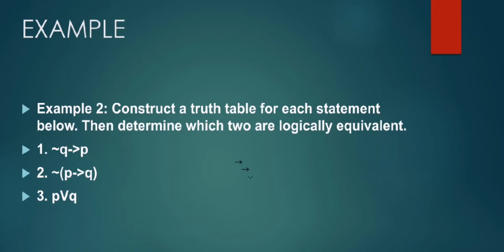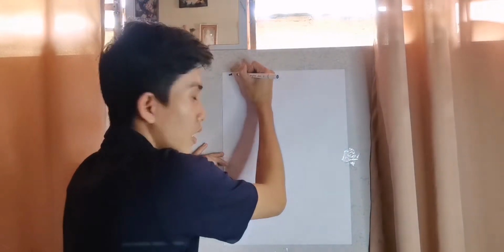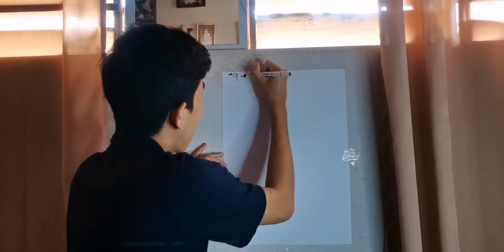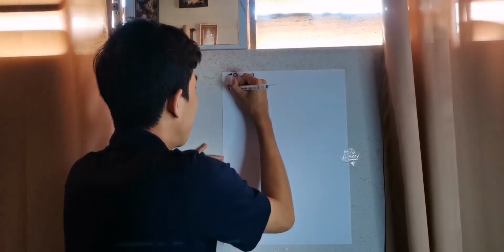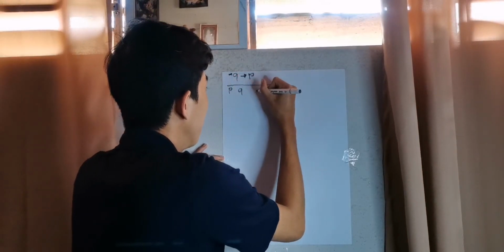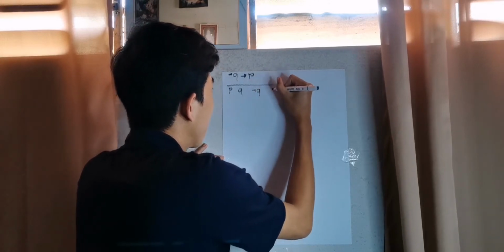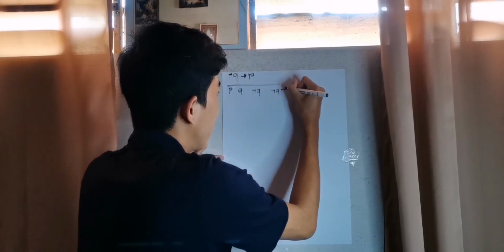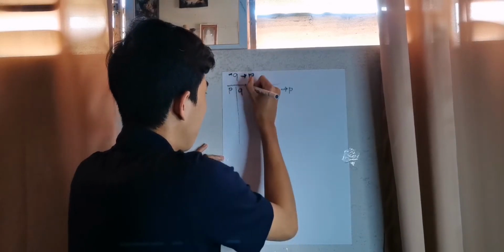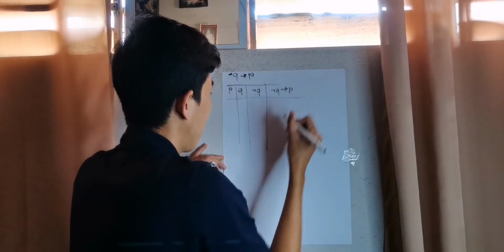And now for our second example. Construct a truth table for each statement below, then determine which two are logically equivalent. Our first statement is not Q implies P. So our first table has P, Q, negation of Q, negation of Q, then P. This is the first table.